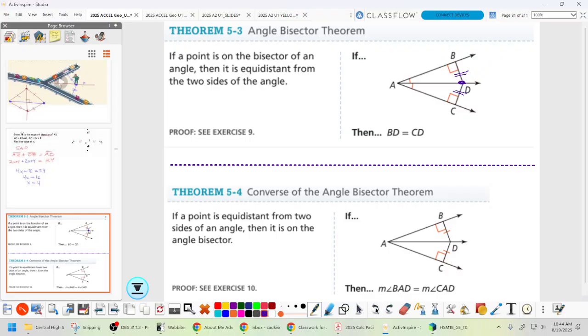This is the converse, which just means read it backwards. Remember that from yesterday? So read the language. Here it would say, if it is equidistant, then it's on the bisector. Converse just means read it backwards. Those are both true. That's what we're saying in this. Again, we're going to plug this in and use algebra just like before.